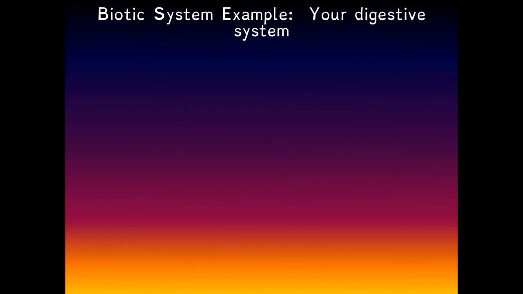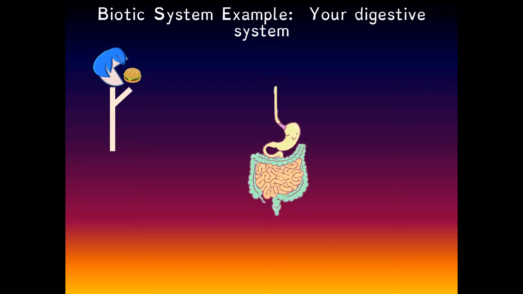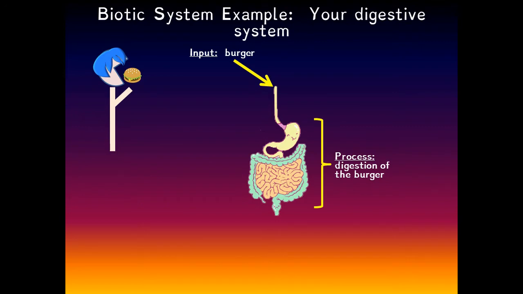Let's take a look at another example of a biotic system. This time we're going to look at your digestive system. So this is you, and you're getting ready to eat this yummy, juicy, delicious hamburger. And this is your digestive system. It's getting ready to accept that chewed up, yummy, delicious, juicy hamburger. So the input into our system here is the burger. The process occurs inside the stomach and the intestines. This is where the digestion happens.